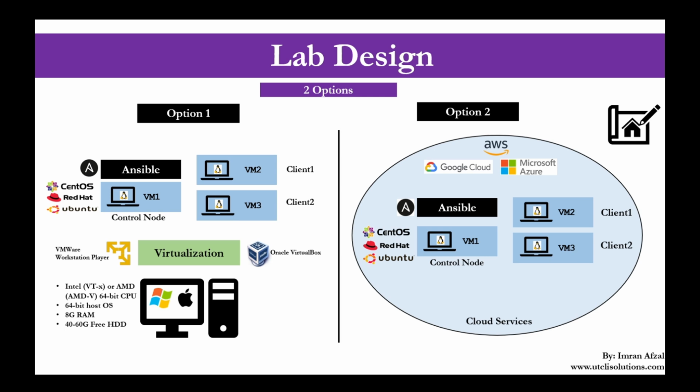But in this entire course, we will go through option 1. And by the way, the VM1, that's where we will install the Linux operating system. In this entire course, we will go through the CentOS operating system installation, and we will set our control node on that operating system and install Ansible on it.